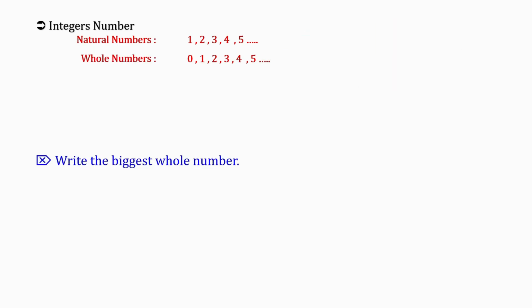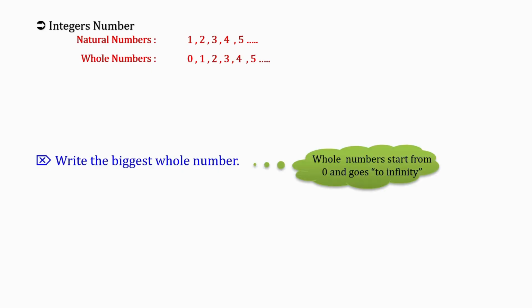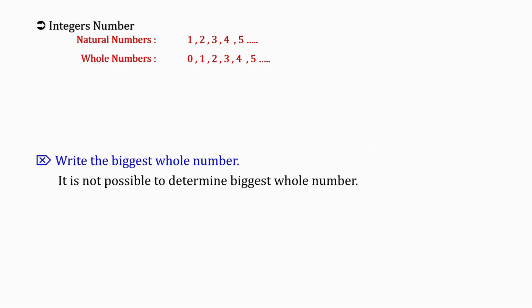Write the biggest whole number. Whole numbers start from 0 and go to infinity. So that means there is no limit of the numbers. It is not possible to determine the biggest whole number.